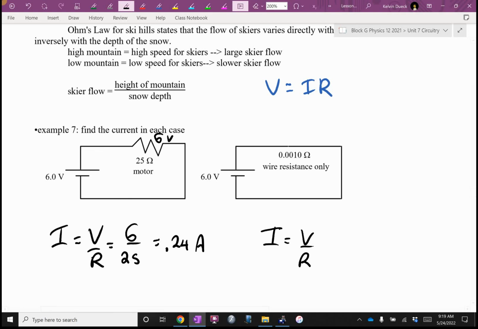What about on the right-hand side? Well, because there's no resistor, that voltage is going to get used up in the wire. The energy per coulomb's got to go somewhere. And so we're going to have 6 divided by 0.001. How many amps of current will be flowing through this circuit?